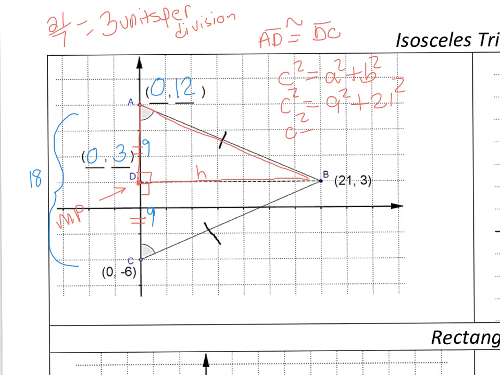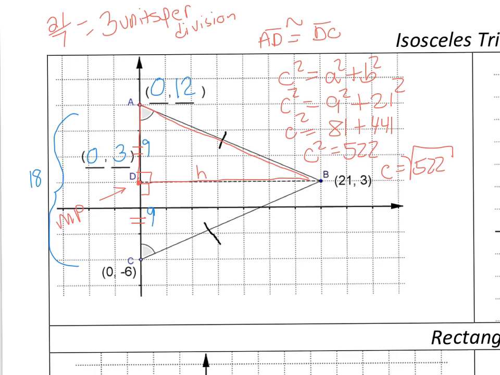So c squared equals 81 plus 21 squared. If you use your calculator, you will get 441. So c squared equals 522. Or c equals the square root of 522.